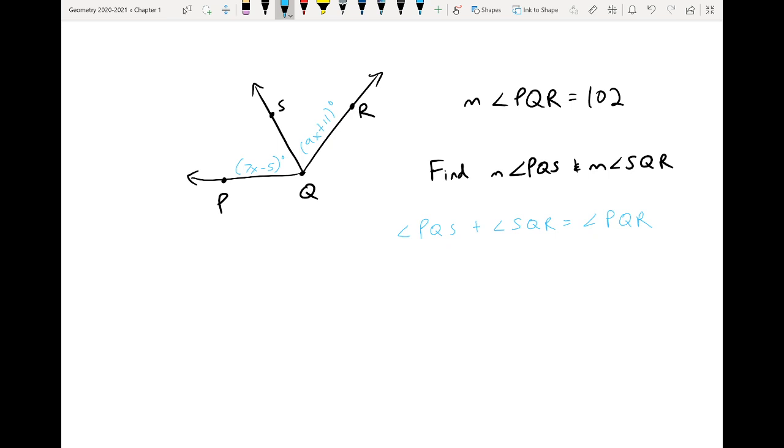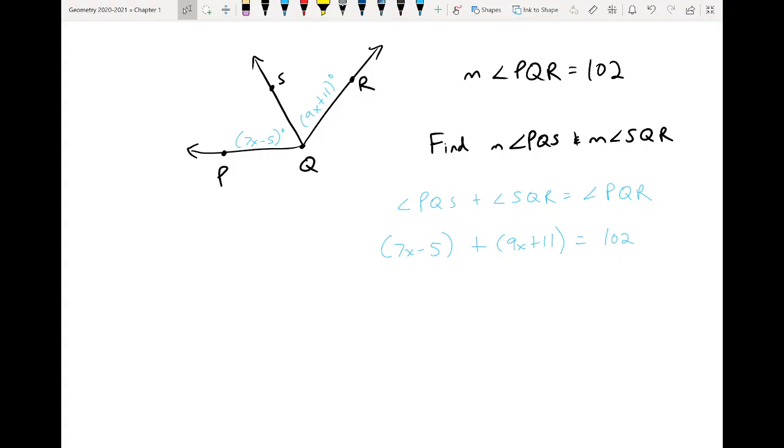And now, let's substitute. We actually have values that we can substitute for each of these angles. For example, PQS is really equal to 7x minus 5. SQR is really equal to 9x plus 11, and PQR was given to us as 102. This is now a very straightforward algebra problem for you. So let's go ahead and tackle it. We're going to combine our terms. 7x plus 9x is 16x. Negative 5 plus 11 is 6. We'll bring down 102. And now we have a two-step equation, right?